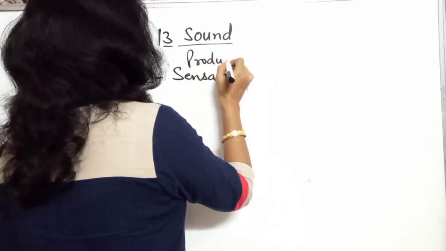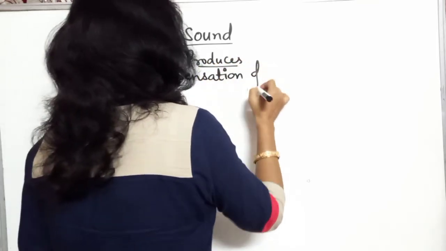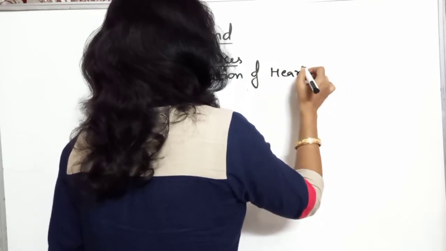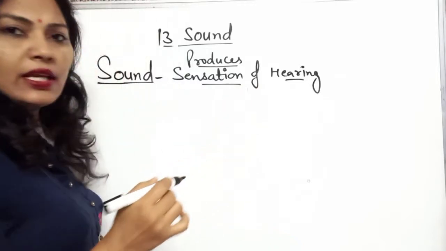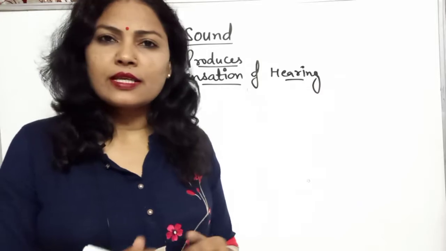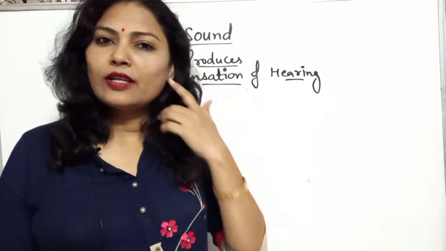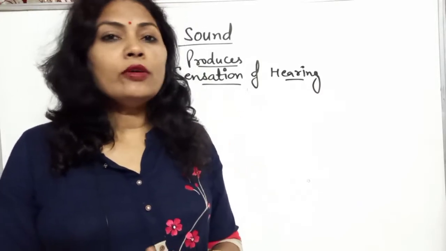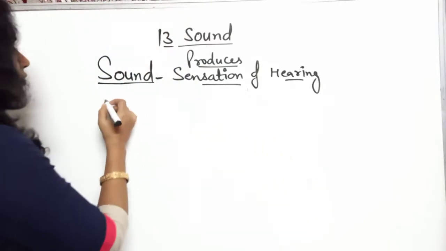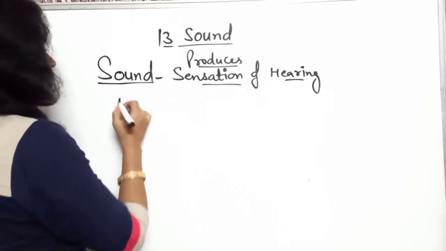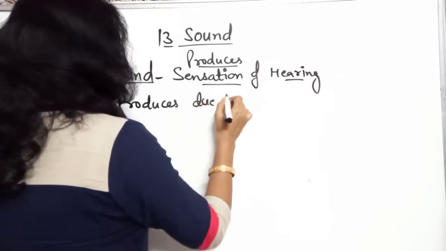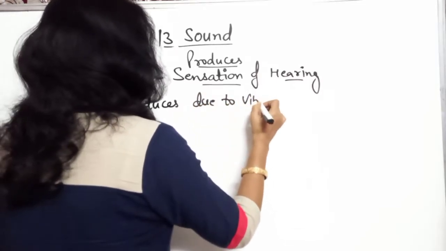Sensation of hearing is known as sound. Okay. And that sensation of hearing that we can hear with our ears. Okay. Now next to vibration, why the sound is produced? Sound is produced because of the vibration. So sound is produced due to vibration.